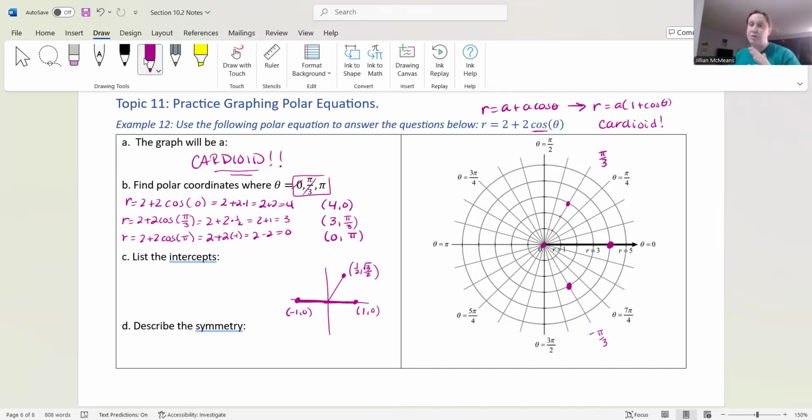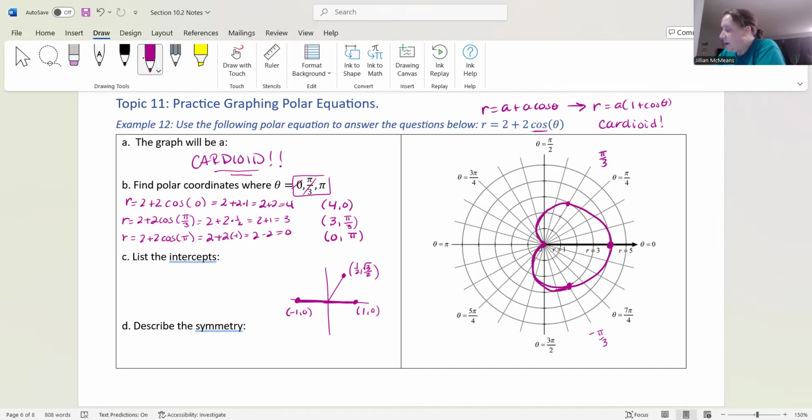where we go out 3 units along the terminal side. Well, we can go out 3 units along the terminal side of negative pi over 3 as well. And then we're going to sketch the rest of the graph. So we go out like this, into the pole and back out.